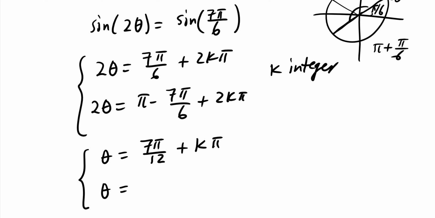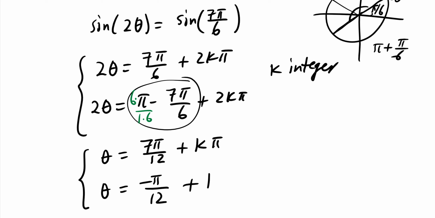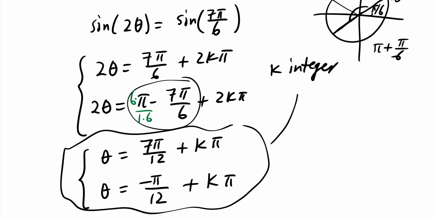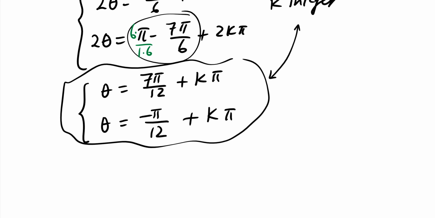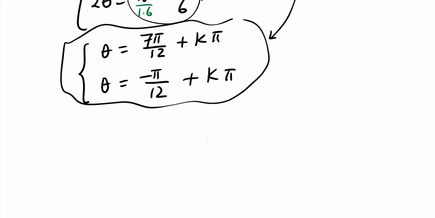And theta equals, oh, this one we need to combine them. If you put this over 1 multiplied by 6, we get negative pi over 6. But when you divide it by 2, you get negative pi over 12 plus k pi. So this really gives me what I need. K is an integer. This gives all the solutions, what we call the general solutions.